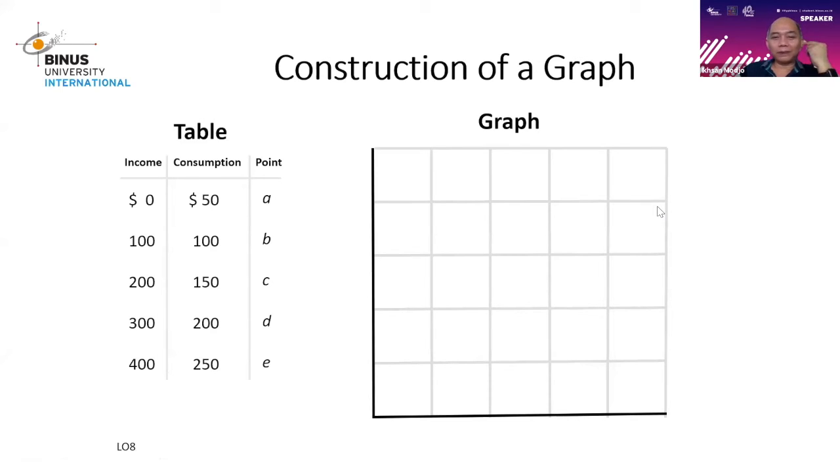But okay, so how to create a graph? So it's just simple. Jadi sekali lagi, a graph is a representation of the relationship between two variables. Kalau kamu lihat di sini, okay, this is a table, and this is a graph. Kalau di table ini kira-kira variabelnya apa aja?